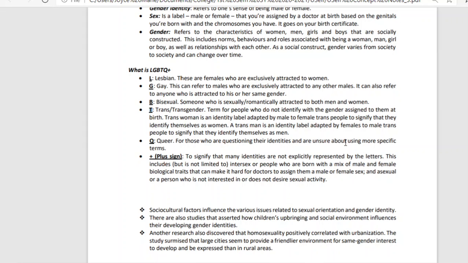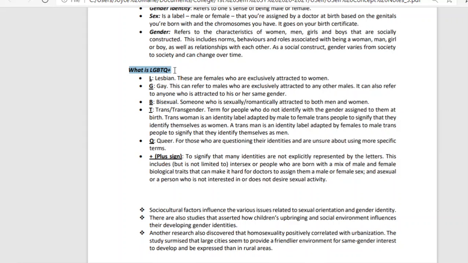Okay, let's go to LGBTQ plus. So what is LGBTQ plus? LGBTQ plus is an umbrella term for a wide spectrum of gender identities, sexual orientation, and romantic relationships. So let's tackle each letter and what each letter means.